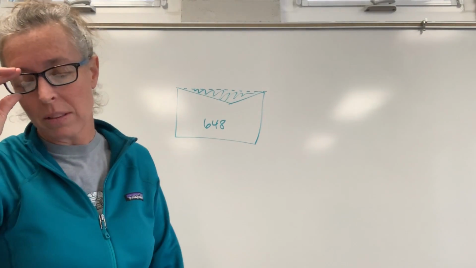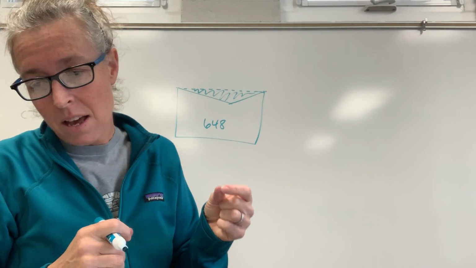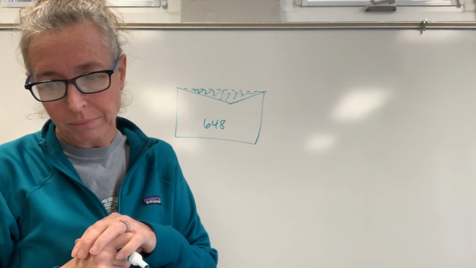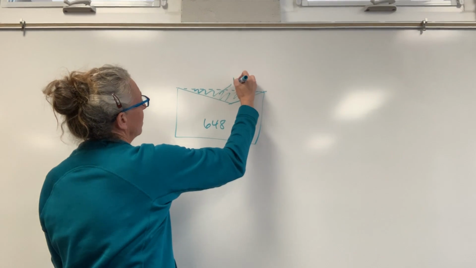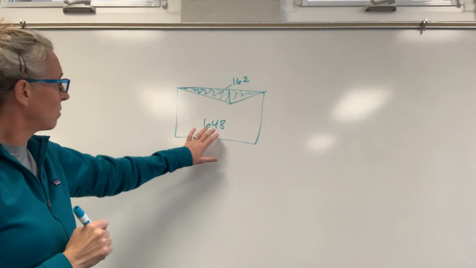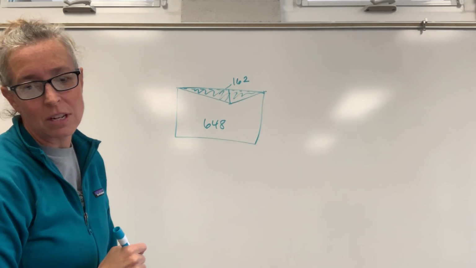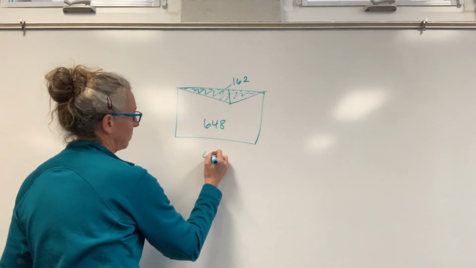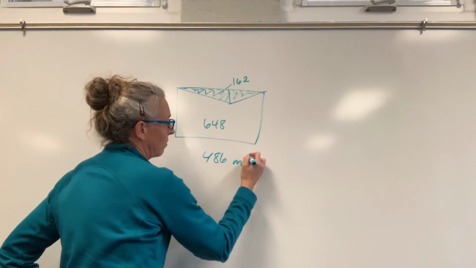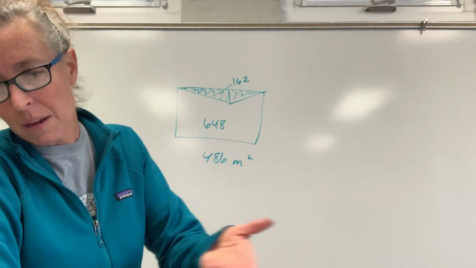Okay, that white part is a triangle, base is 36, height is 9, so you can just do base times height divided by 2, and they got 162 for that. So then they took the entire rectangle minus the little triangle, and you get a total of 486. So that's how you do those. And then you label it, of course. Nobody ever forgets to label. So 486 meters squared.